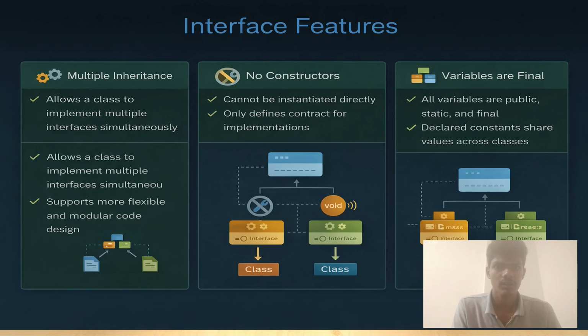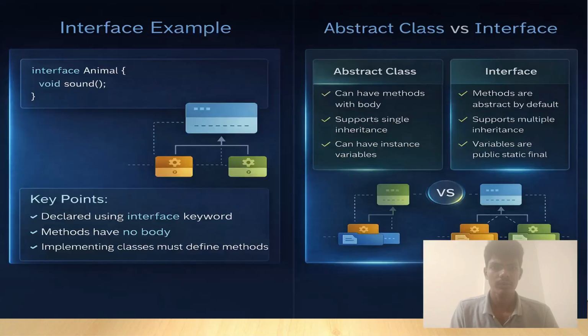Java provides two main tools for abstraction, abstract classes and interfaces. Now, here is the key difference in simple terms. An abstract class gives partial implementation, while an interface gives only rules, no implementation. Abstract class is equal to a combination of definition plus behavior. Interface is equal to only definition. We will now explore both in detail.